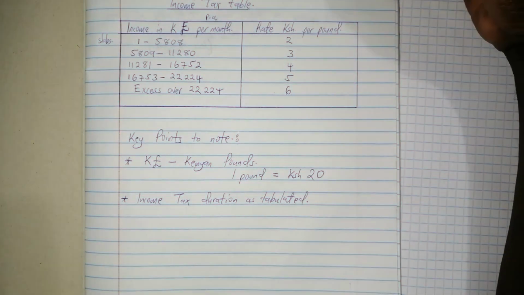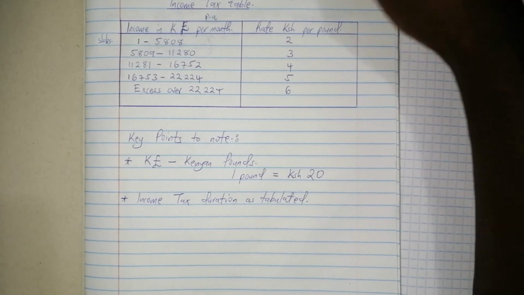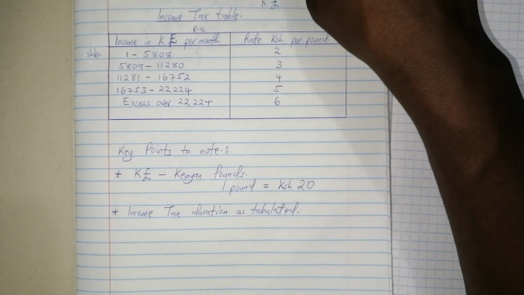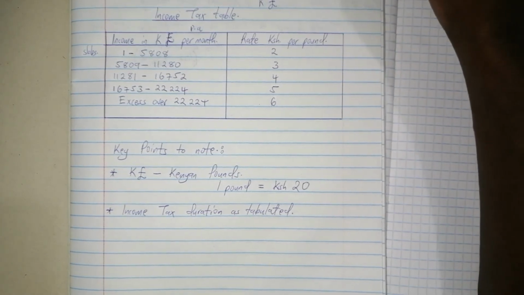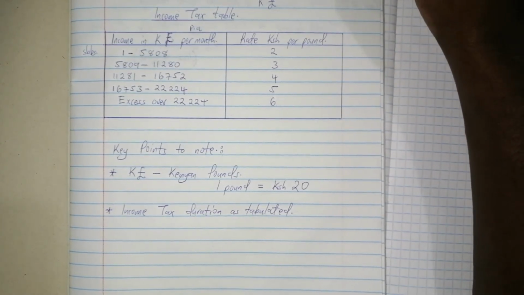This is just an introductory part on what we will be going through throughout this topic of commercial arithmetics and the last section known as income tax.